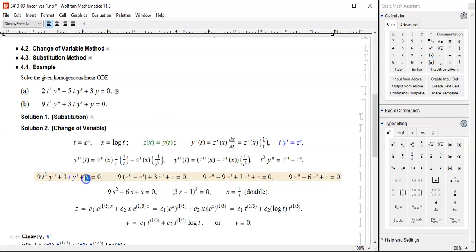And then y is going to be z. Okay, now from here, y prime is equal to z prime times 1 over t. Now take the second derivative. Product rule, so derivative of the first function, and don't forget the derivative of the inside, the chain rule. And that first function times the derivative of the second function.